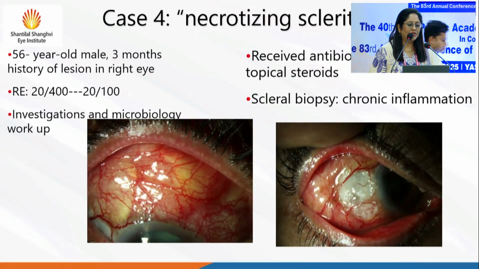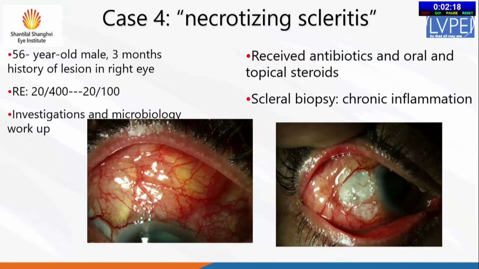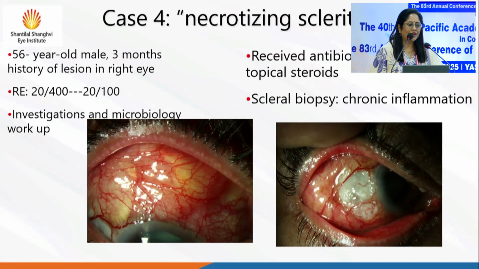Coming to another case of quote-unquote necrotizing scleritis. By this time, all of you non-pathologists have also realized that we're not on the track of necrotizing. A 56-year-old man with a 3-month history and drop in vision comes to us.